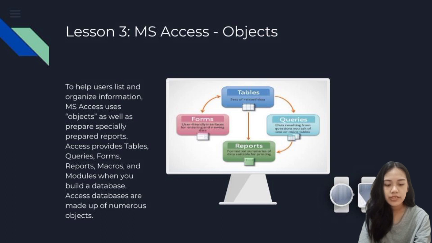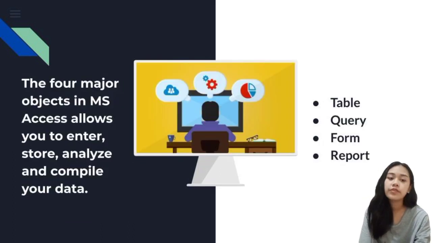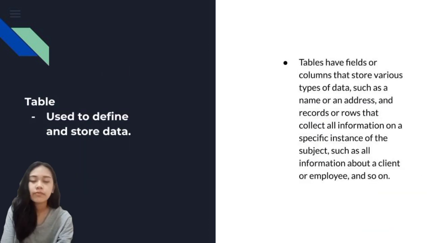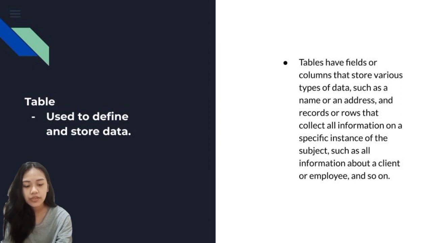Access databases are made up of numerous objects. The four major objects in MS Access allow you to enter, store, analyze, and compile your data. So what are the major objects in MS Access? Number 1 is table. It is used to define and store data. Each field must have a unique name and data type.